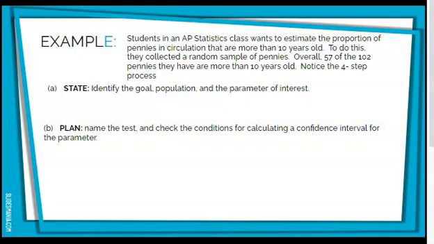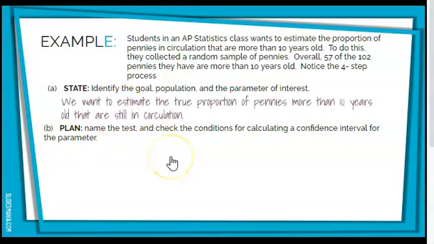So part A says to state. What that means is to identify the goal, the population, and the parameter of interest. So what would that look like? Well, the goal here is that we want to estimate the true proportion of pennies more than 10 years old that are still in circulation. There's a lot of context in here, and I'm talking about the population here, the true proportion of all pennies.